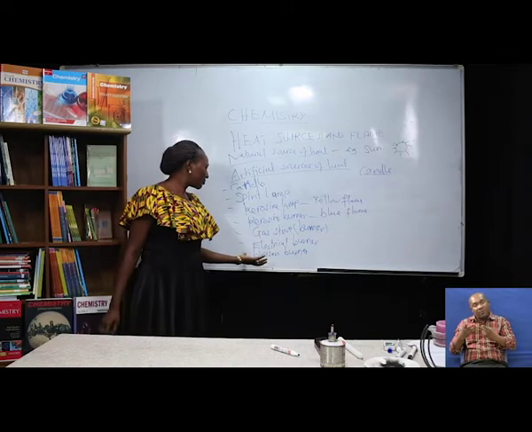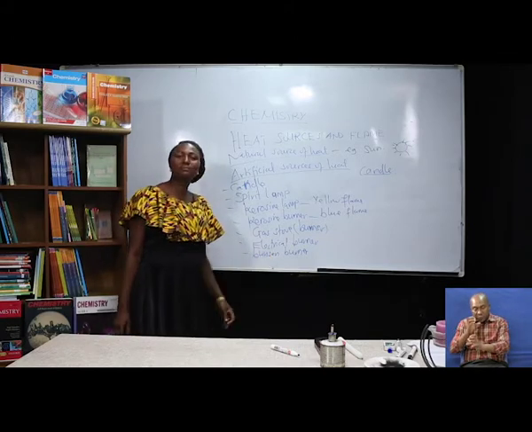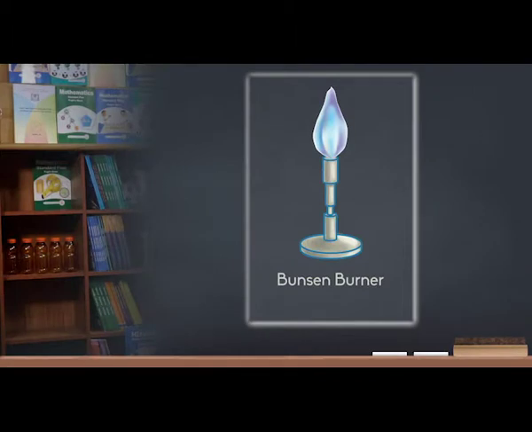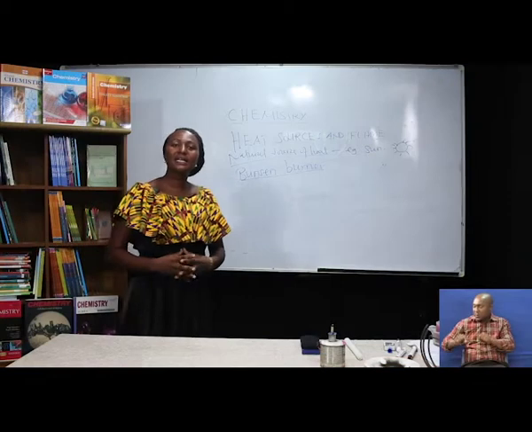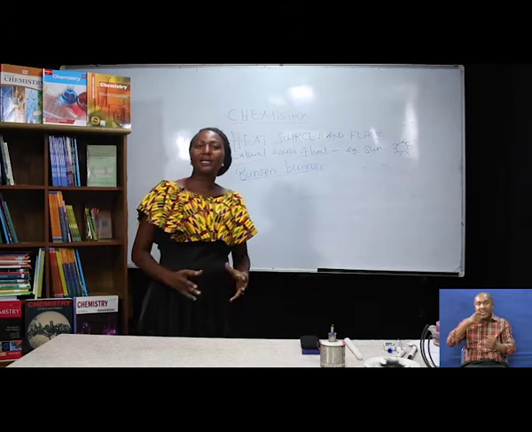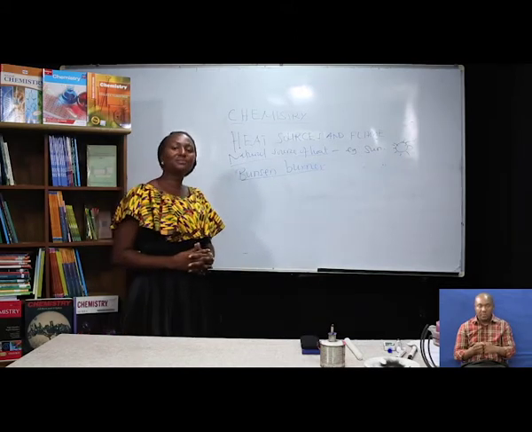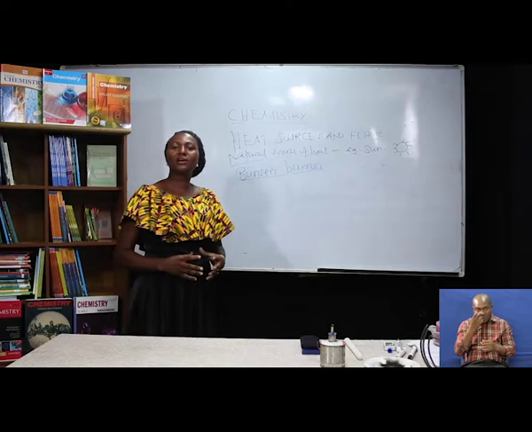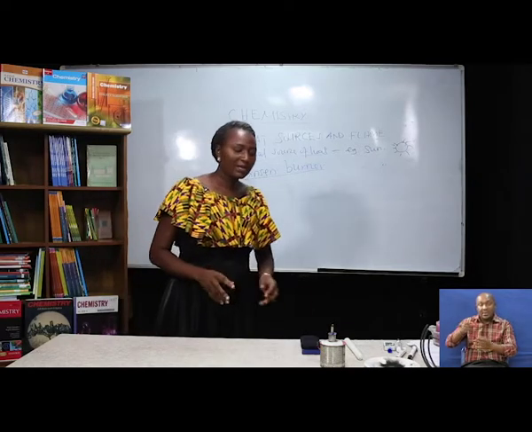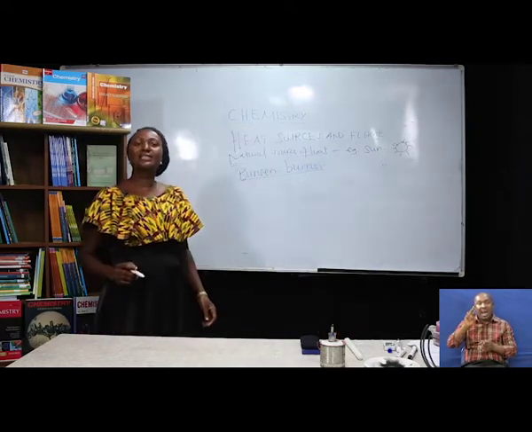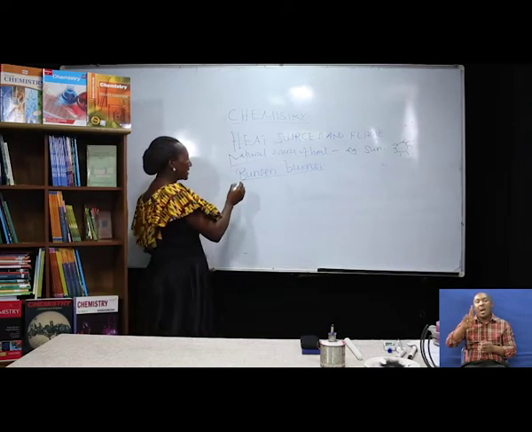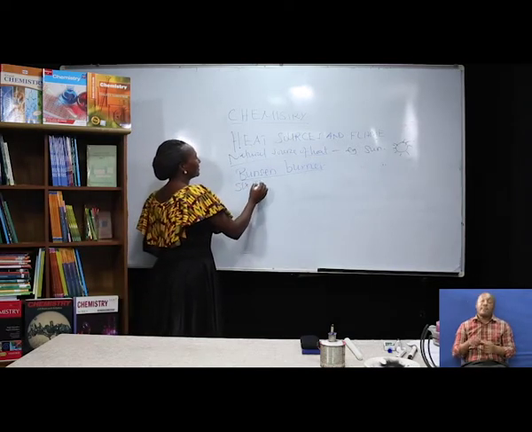Another source, which is last but one, is the Bunsen burner. Okay, the Bunsen burner is the source of heat which is connected to the gas supply to produce heat energy. The Bunsen burner was discovered by a scientist known as Robert Bunsen. The Bunsen burner normally has 6 parts.